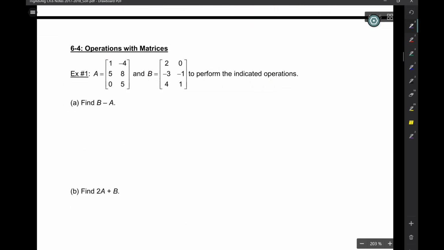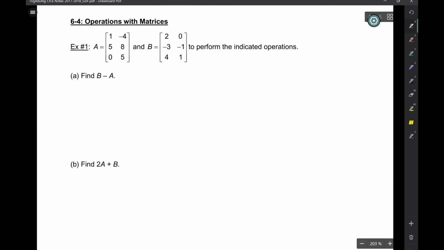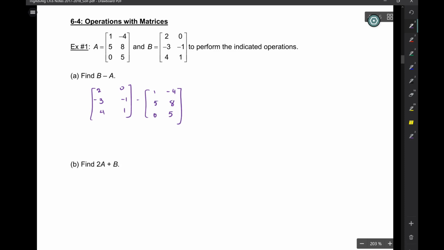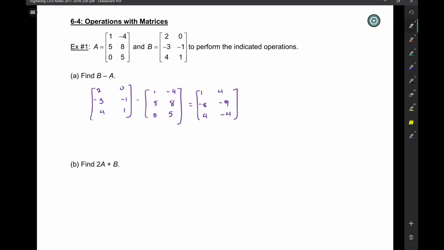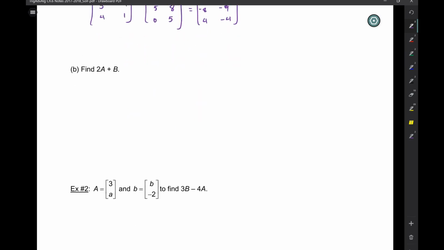All right, so here we go. Again, B minus A, right? I like to write my B minus the A so that we're not getting confused with everything. So go ahead and do that. Write down your B. First of all, do they have the same dimensions? Yes. Right. So write down your B minus your A. And I'll give you a few minutes to do this. Next one here, same sort of situation. Now you have 2A plus B.